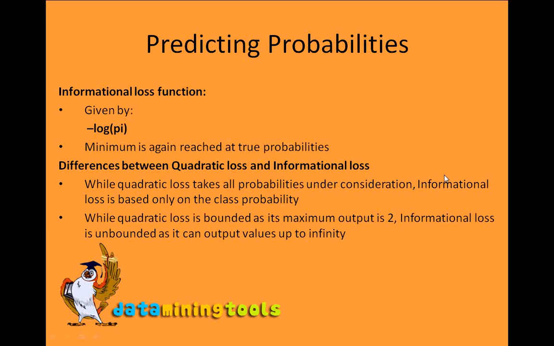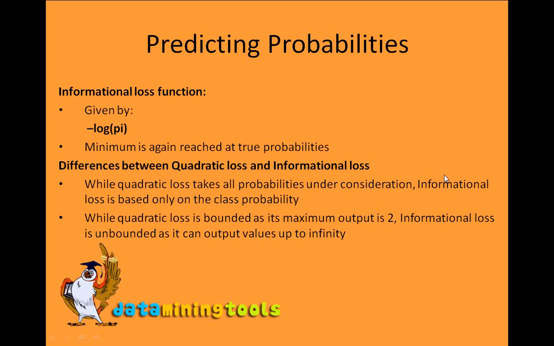The next method to rate the success of algorithms which output a probability distribution and not a definite answer is the informational loss function. The informational loss function is given by minus log of pi, where pi is the probability of the class which is the actual outcome. Now again we reach the minimum at the true probabilities.